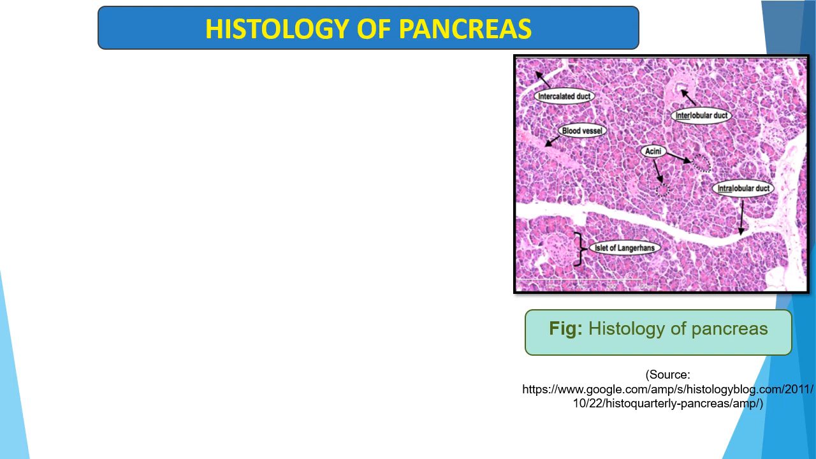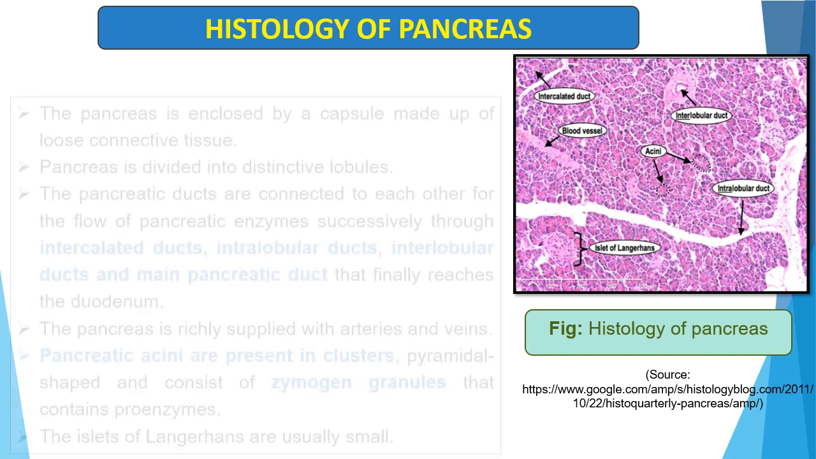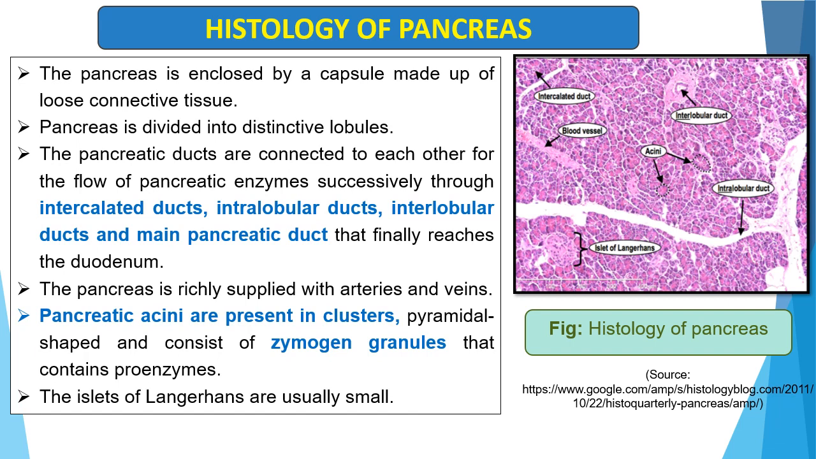Next comes histology of pancreas. The pancreas is enclosed by a capsule made up of loose connective tissue. Again, pancreas is divided into distinctive lobules. The pancreatic ducts are connected to each other for the flow of pancreatic enzymes successively through intercalated ducts, intralobular ducts, interlobular ducts, and main pancreatic duct that finally reaches the duodenum.